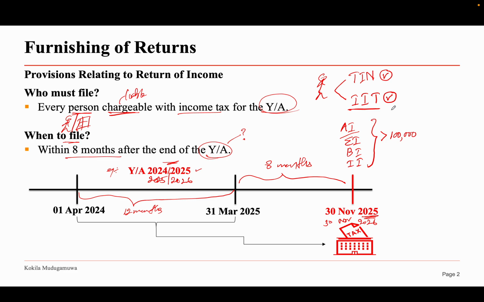So for that particular year 2024-2025, if you are getting more than 100,000 monthly, then IIT registration is required. You can multiply it by 12 and see it annually. If you are getting 1.2 million annually, then IIT registration is required, and then you need to submit an income tax return.